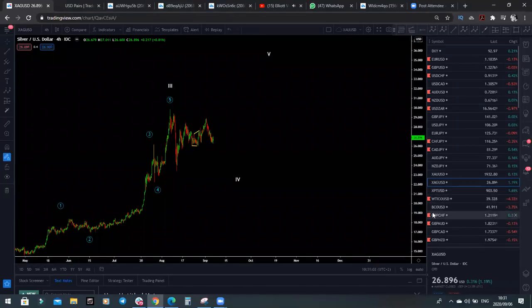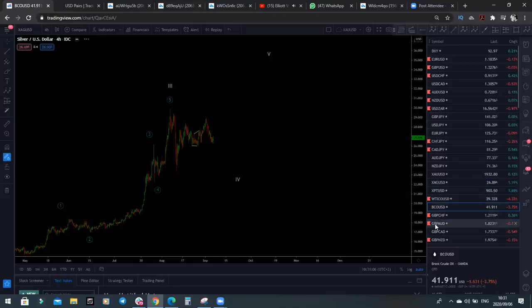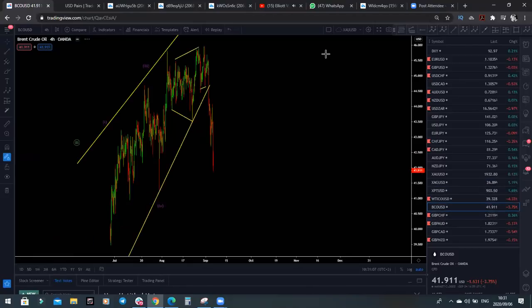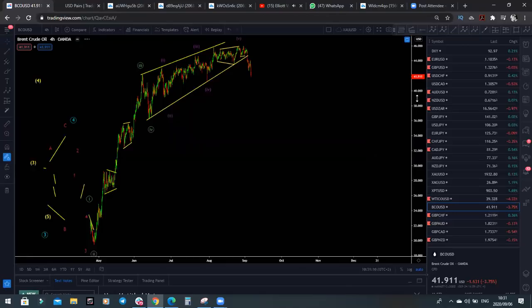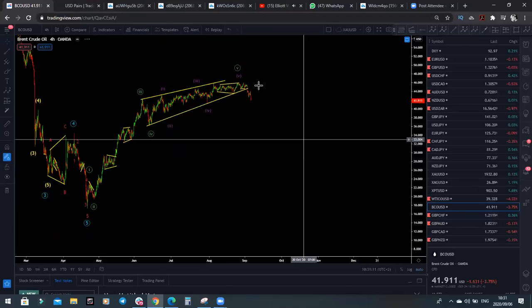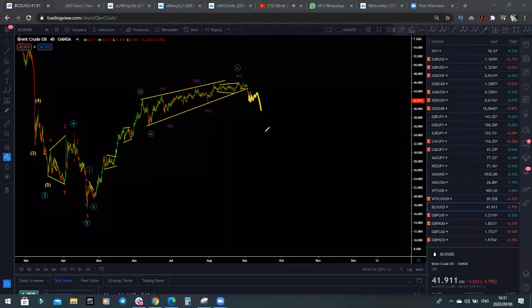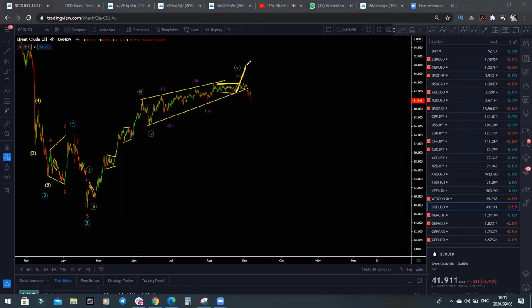That's silver. Let's look at Brent crude. Brent crude has just completed an ending diagonal. It's just completed an ending diagonal. As you can see there, expect a pullback here. We actually expected this one to make one push to the upside before coming down here. Okay, we didn't get that last push.